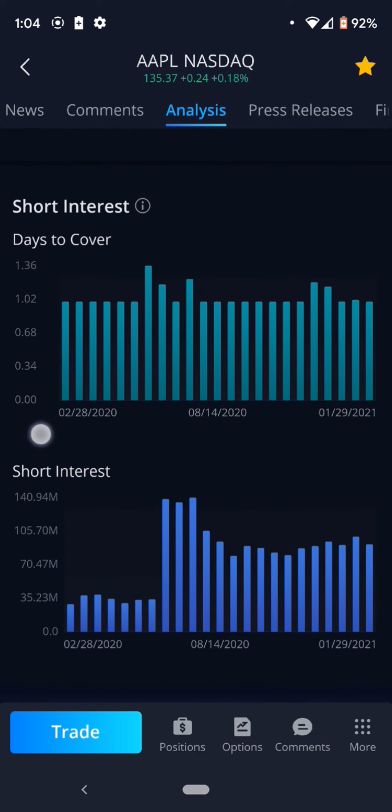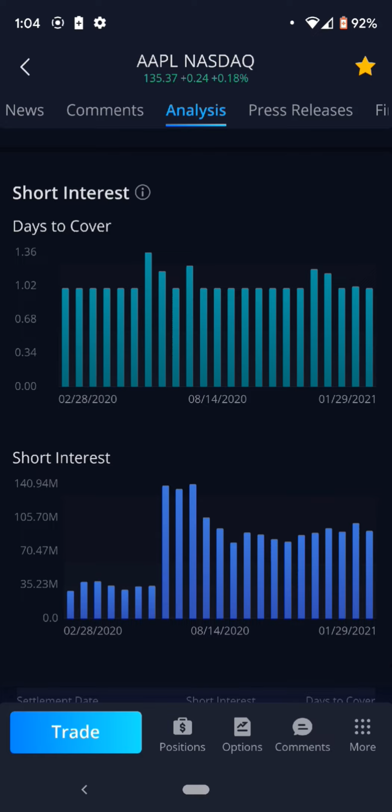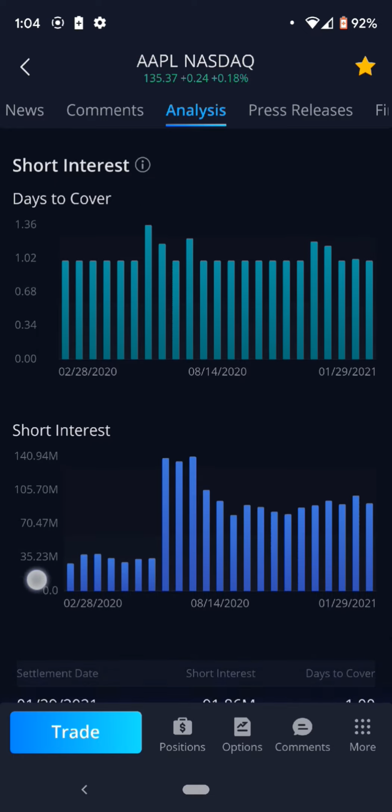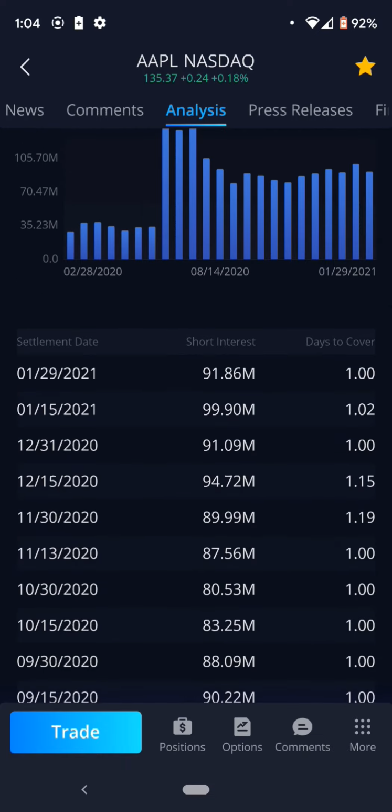If you follow the stock market at all, you'll see a lot of things related to short interest. So here are two really good pieces of information related to individuals and companies shorting a stock. This is how many days they had to cover that short, and this is the total short interest over time. So you can see that people started shorting Apple around here. And more information about that.